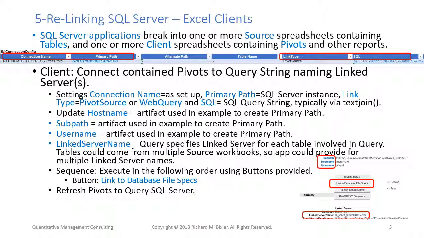Setup params in table connection config. Connection name equals spname setup connection, primary path equals server/instance, link type equals string pivot source, SQL equals expression spname string, i.e. an expression referencing the name text join. When all connections have been created and configured in Table Connection Config, click the button Link to Database File Specs on tab Data Sources, which will put the SQL into the connection, and then we'll execute refresh all, which will execute the SQL, creating the SP in SQL Server at the server/instance specified.